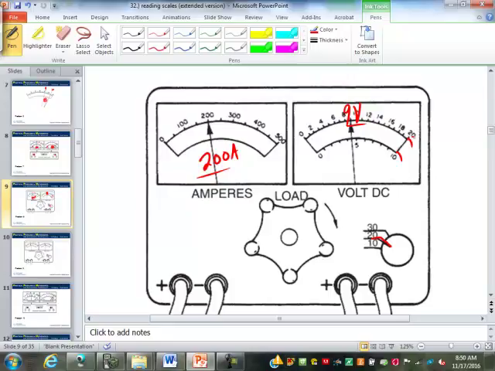I'm thinking there's a label missing. It's probably 200 milliamps would be my guess. 200 amps is very, very uncommon. So if it were on the 10 volt setting here, we'd read the bottom scale. What if it were on the 30 volt setting? What would we do?